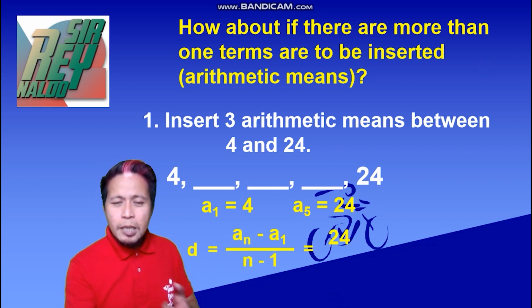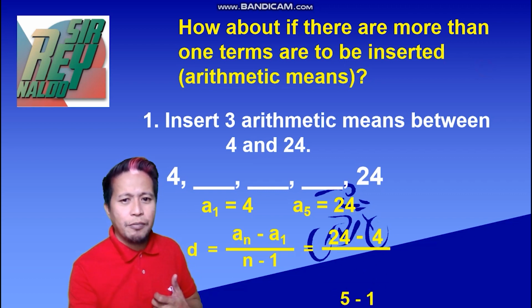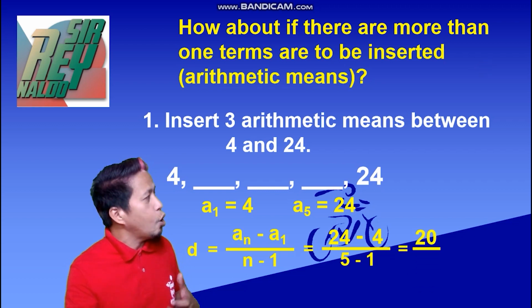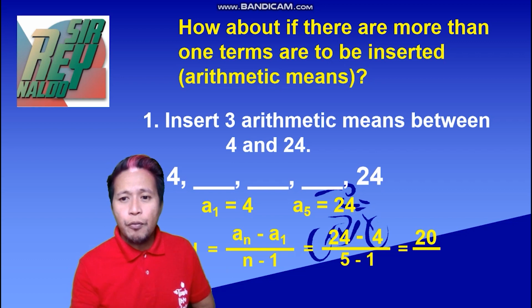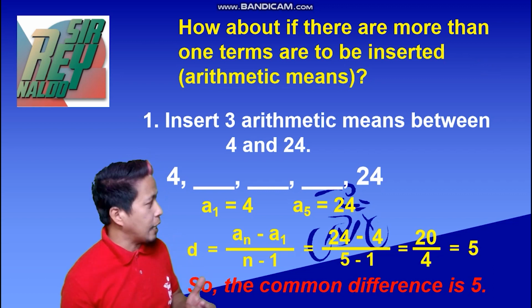Then, we have, by substitution, 24 minus 4, then we have n is 5 because there are 5 terms, minus 1. And that is equivalent to 20 over 4. And 20 over 4 is simply equal to 5. So, the common difference is positive 5.